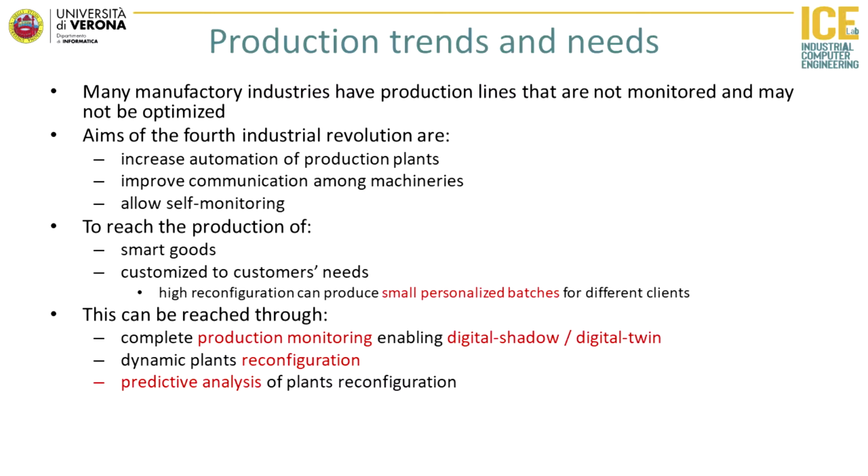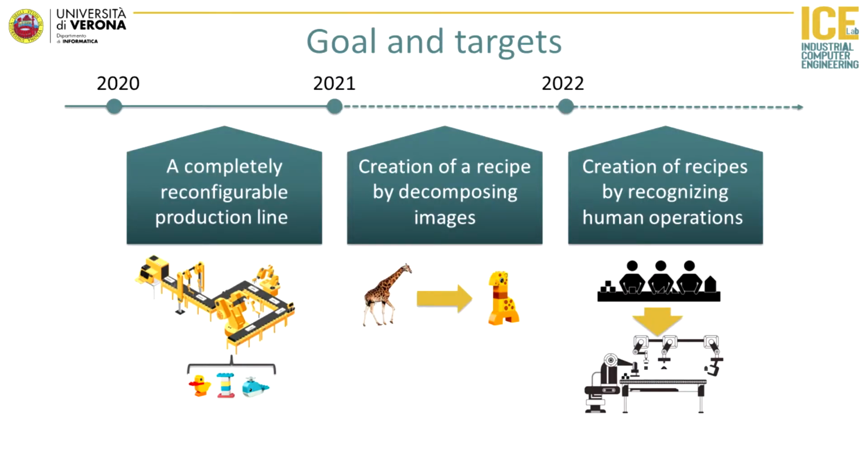These can be reached through complete production monitoring, dynamic plans reconfiguration, and predictive analysis. We have a completely reconfigurable production line. Our targets are the creation of a recipe by decomposing images during 2021, and the creation of recipes by recognizing human operation during 2022.